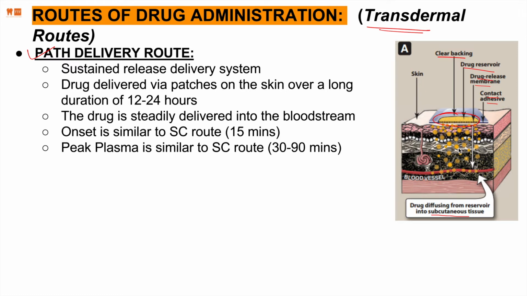At the end of the day, the yellow particles of the drug will end up in subcutaneous tissue where the blood vessels lie. However, it's different from the others because it is a sustained release delivery system. The drug is delivered via patches on the skin over a long duration of 12 to 24 continuous hours. The drug is steadily delivered into the bloodstream. The onset is very similar to subcutaneous at 15 minutes, and peak plasma level is the same as subcutaneous at 30 to 90 minutes.